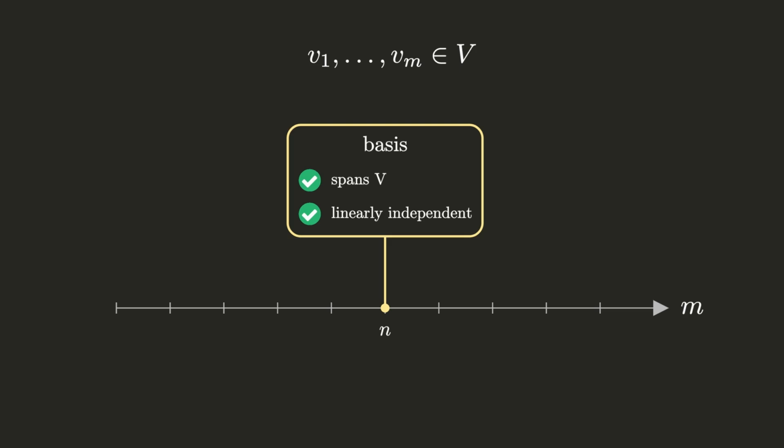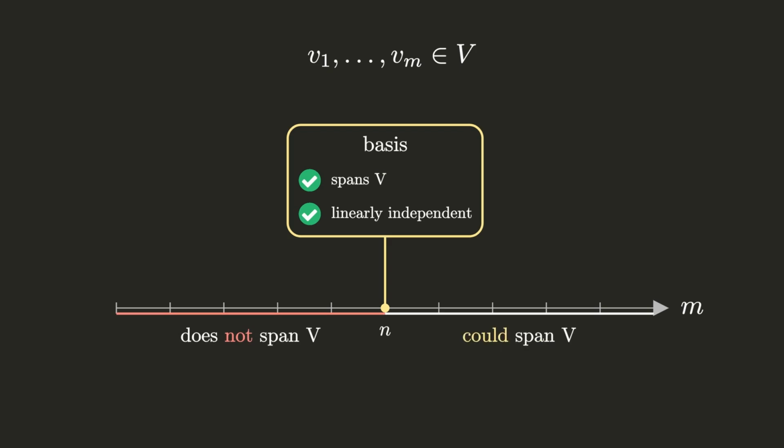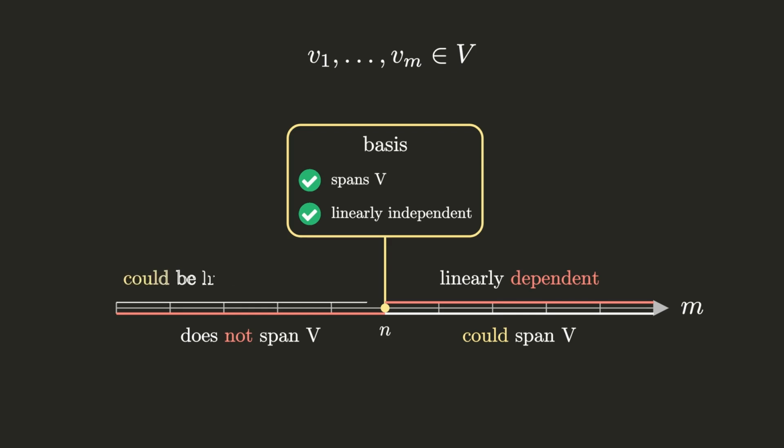According to what we've learned previously, if any list of vectors is shorter than this basis, we know it does not span V. Conversely, if it's longer than the basis, it might span V, but it's not guaranteed, because there might be some redundant vectors. And we also know that any list of vectors longer than this basis must be linearly dependent. And if it's shorter, it could be linearly independent, but it's not guaranteed either.